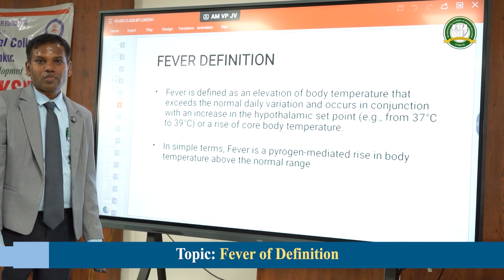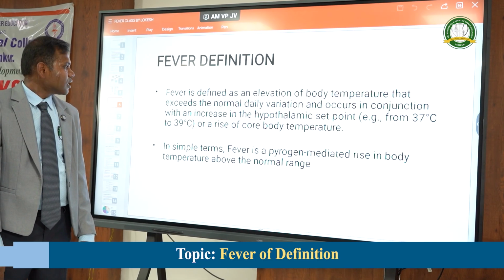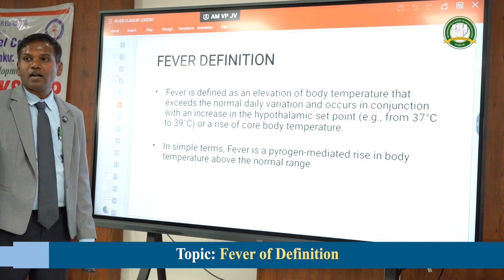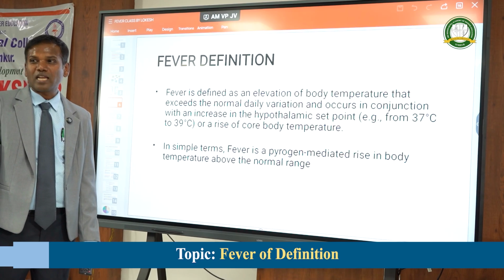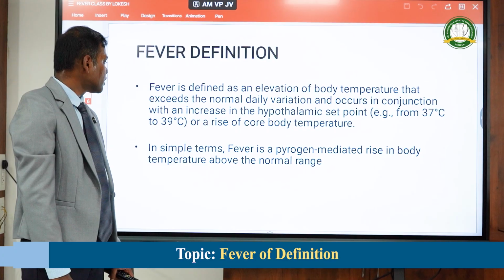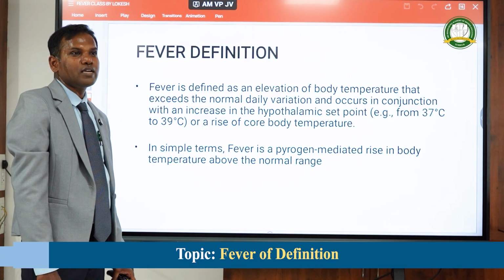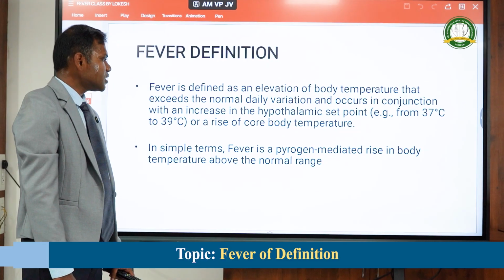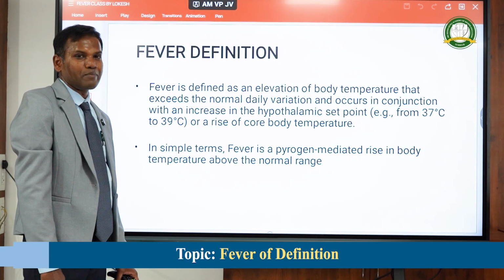Definition of fever. Fever is defined as the elevation of body temperature that exceeds normal daily variation and occurs in conjunction with an increase in the hypothalamic set point from 37 degrees to 39 degrees centigrade, or a rise of core body temperature. Fever is a pyrogen-mediated rise in body temperature above the normal range.